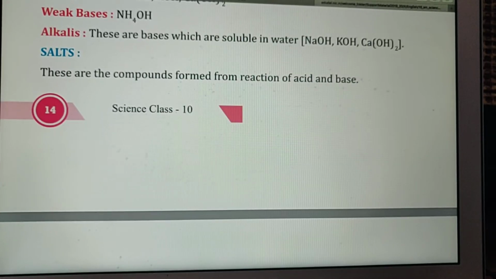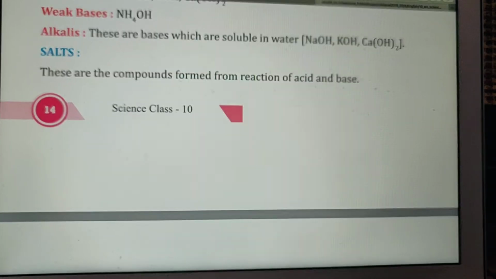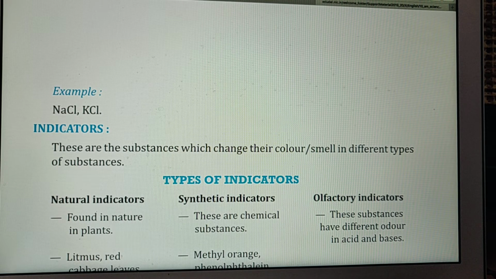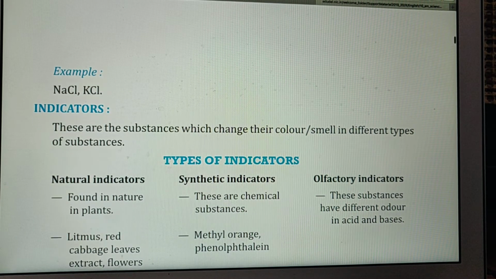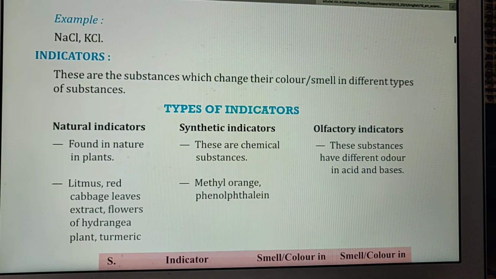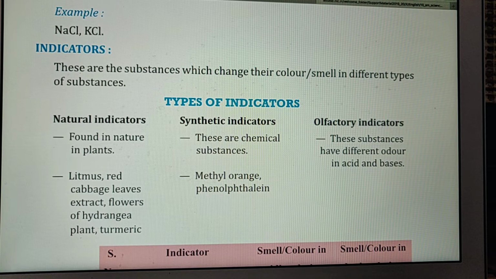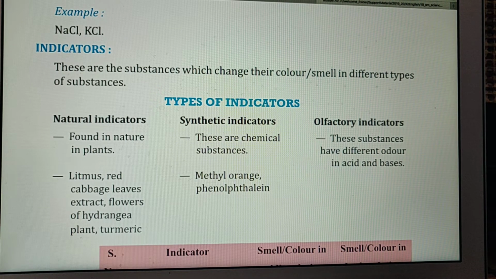Salts are the compounds formed from the reaction of acids and bases. Examples are sodium chloride, potassium chloride. These are examples of salts. Now some indicators are there which can tell us which compound is which, either acid, base or salt.